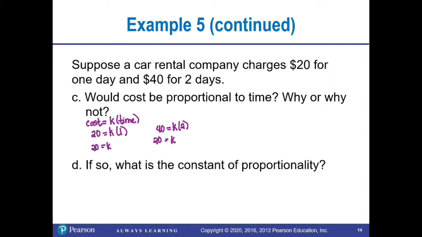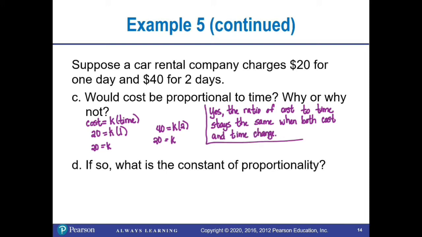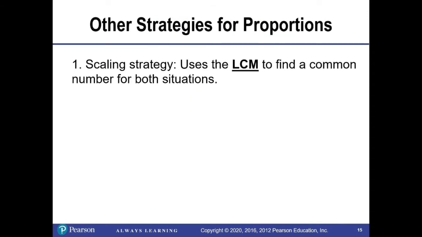Notice that K is the same for both situations. So yes, cost is proportional to time because the ratio of cost to time stays the same even when both cost and time change. And our constant of proportionality here is 20. Let's look at some other strategies. Another strategy for proportions is our scaling strategy. This strategy uses the LCM to find a common number for both situations.